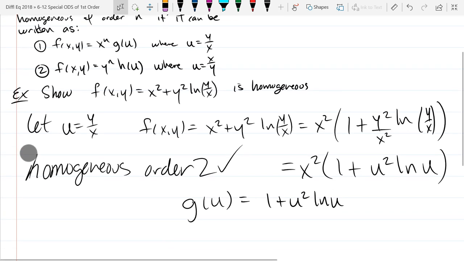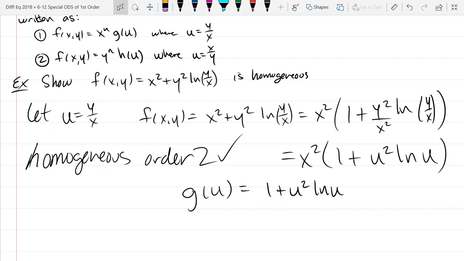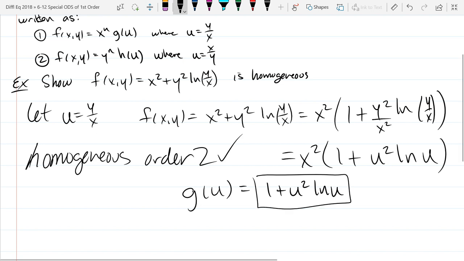All right, questions before I give you an example to do yourself. Why the number one? That's fine. All I needed over here was a function of u. As long as there are no x's in here, we're fine. There can't be x's or y's. It needs to be just a function of u.